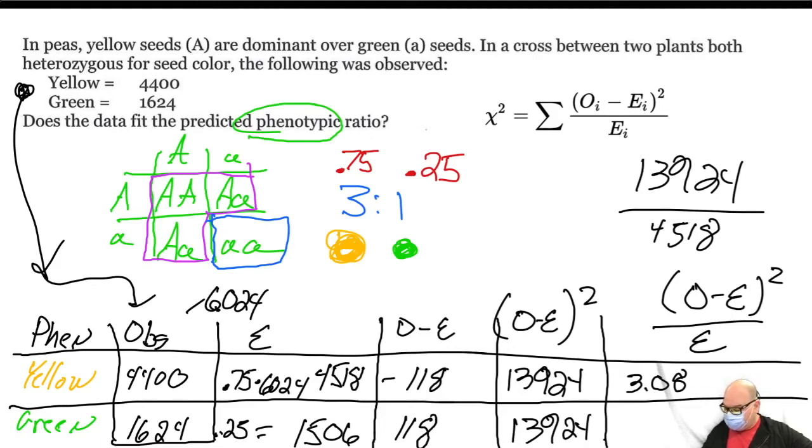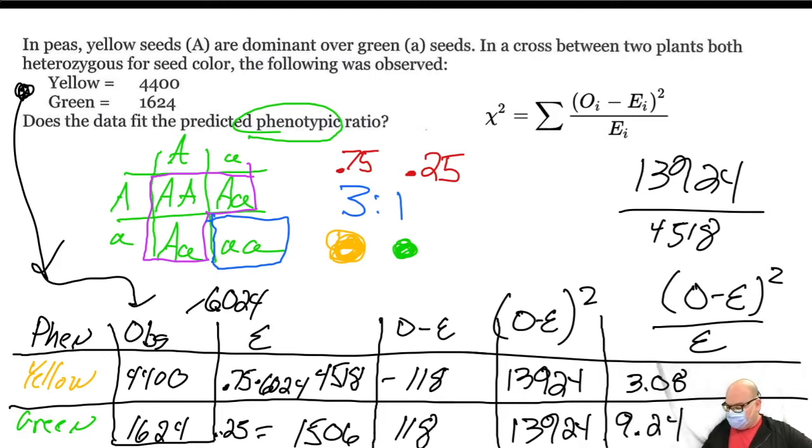Okay, I'm going to do that again, but from a different spot. We're going to take this number right here, and we're going to plug it in right here, because we're going to take observed minus expected, that's this right here, and divide it by expected. Well, where's our expected? Our expected is over here. So what goes in this box right here? That's going to be 13,924, that's this number right here, divided by 1506. And when I do that, I get 9.24.